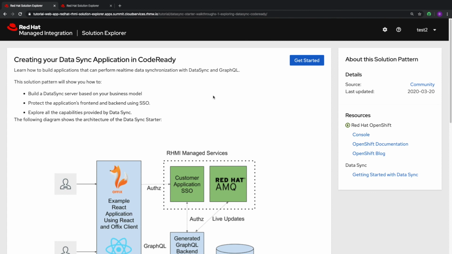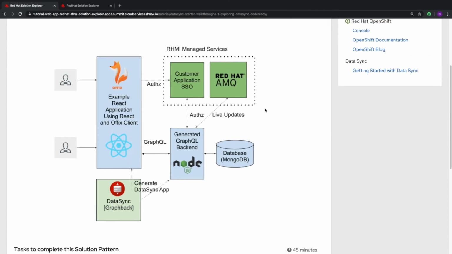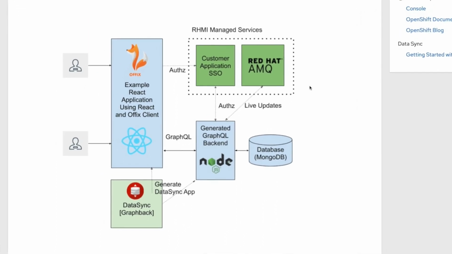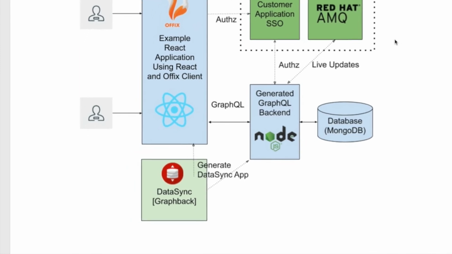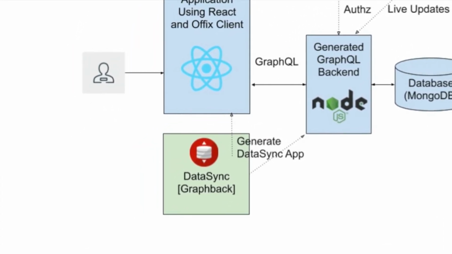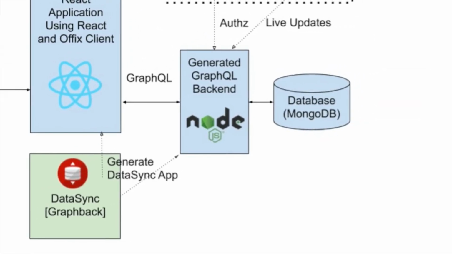RHMI Data Sync is a framework for building GraphQL-based APIs and applications with real-time sync capabilities, the ability to work fully offline, and perform conflict detection and resolution. It's based on two upstream components. GraphBack allows you to define your data model, or simply the data or objects your application works with, and based on that, it can generate a fully functional GraphQL API against a real database.